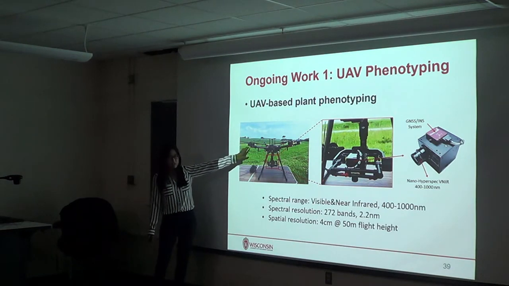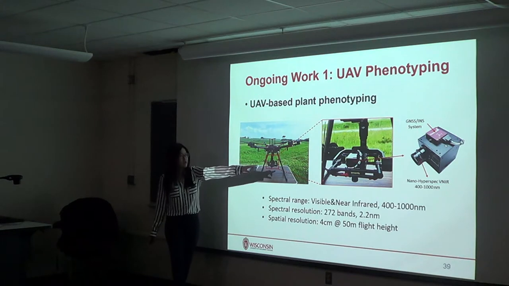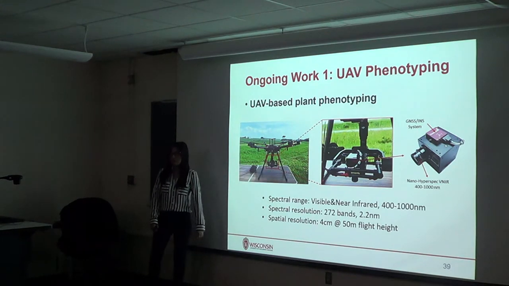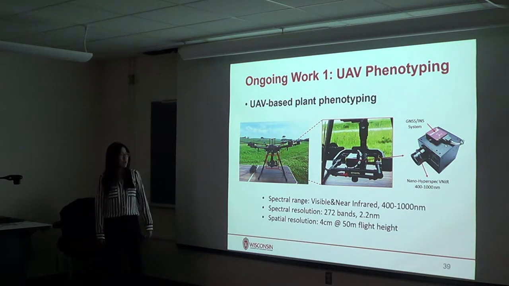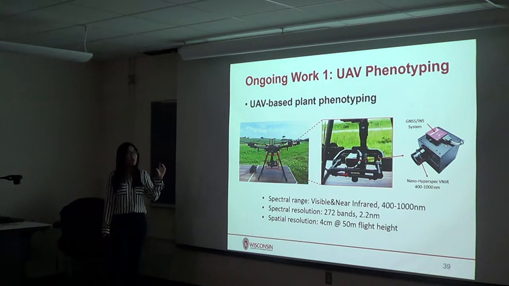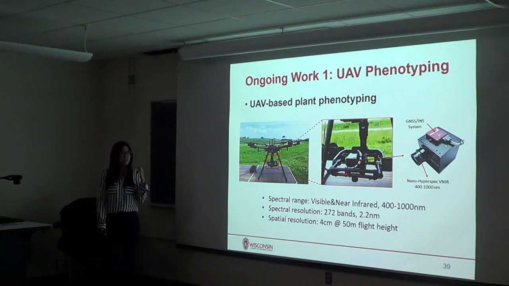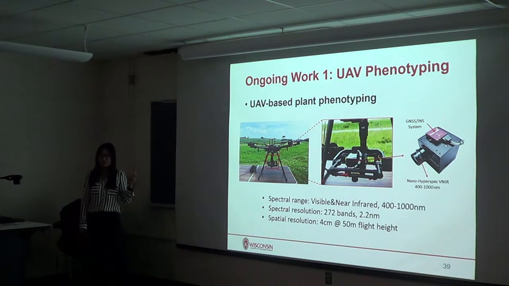This is an M600 UAV, and here is a gimbal to stabilize the camera and make sure the geometry is good, and that's the Headwall Nano-Hyperspec camera I have. And right on top of it is a relatively small navigation system. It's not as accurate as the one I used before, but it's okay due to the cost problem.